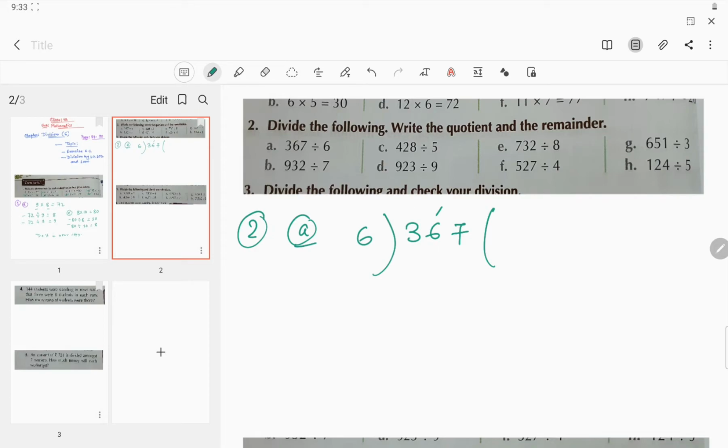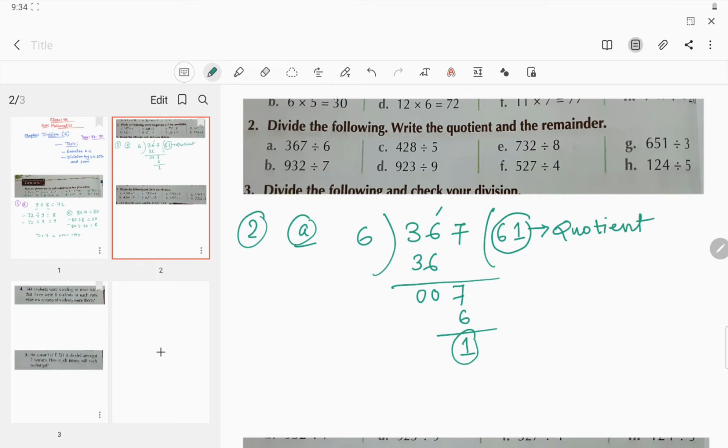What would you multiply by 6 to get the nearest value of 36? So 6 6s are 36. Write it down and subtract, you will get 0. Now copy 7 here. Now 7 is greater than 6. So 6 ones are 6. So 61 is the quotient, and 1 is the remainder.